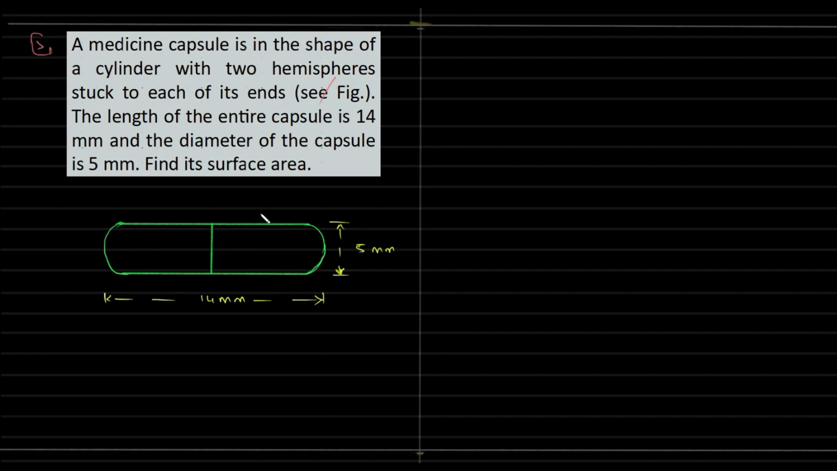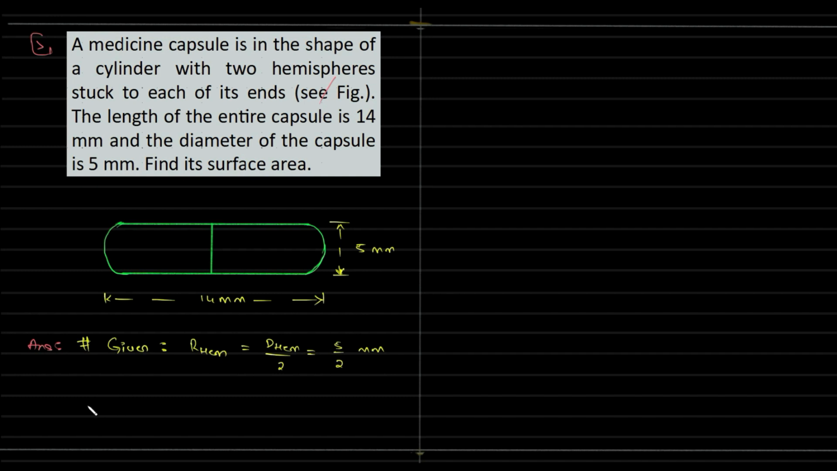Now, what is it they want us to find? The length of the entire thing is 14 millimeter, and the diameter of the capsule is 5 millimeter. Find the surface area. So quite simple. We will begin with writing given, which is radius of the hemisphere is equal to diameter of the hemisphere by 2, which is 5 by 2 millimeter.